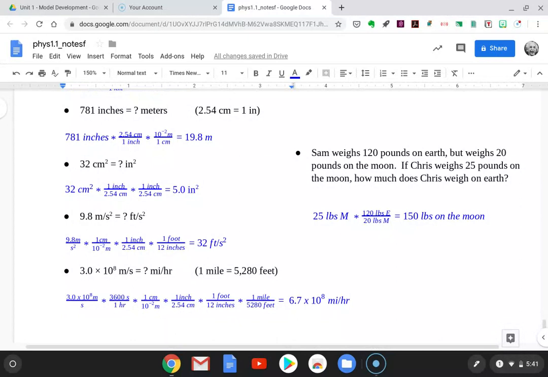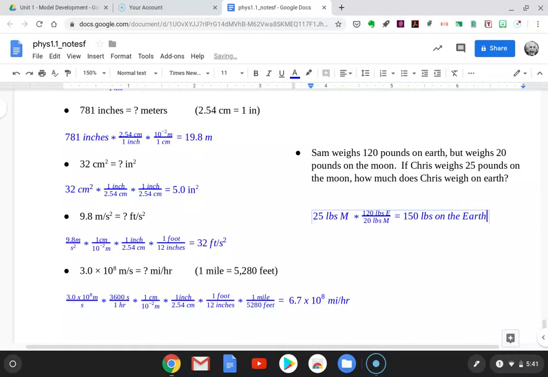So Sam weighs 120 pounds on Earth, but weighs 20 pounds on the moon. If Chris weighs 25 pounds on the moon, how much does Chris weigh on Earth? And so what we're starting with here, we want to know how much Chris weighs on Earth. So that's what we're finding here. Another typo here. Give me 1 second here.